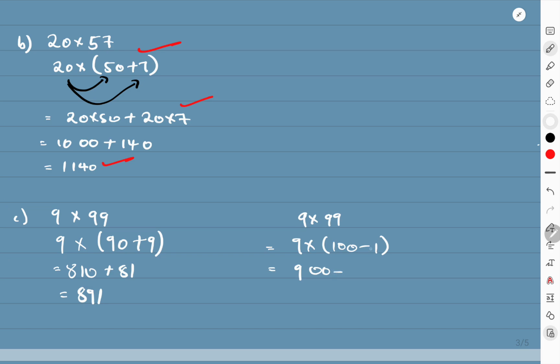Then I'm going to say minus, because here I'm having a minus. And what is 9 times 1? That is going to become a 9. And what is 900 minus 9? The answer becomes 891. I used two different distributive laws for this particular 99. 99 can be rewritten as 90 plus 9, or 99 can be rewritten as 100 minus 1. So the answer will be the same. Whether you use the one with the plus or the one with the minus, the answer will be the same. Therefore that is going to be my answer.